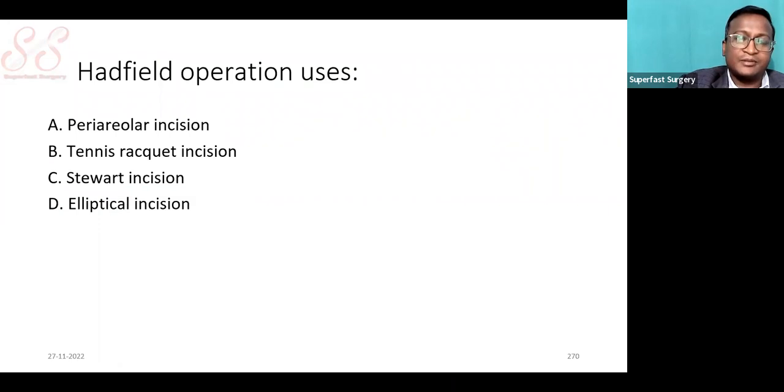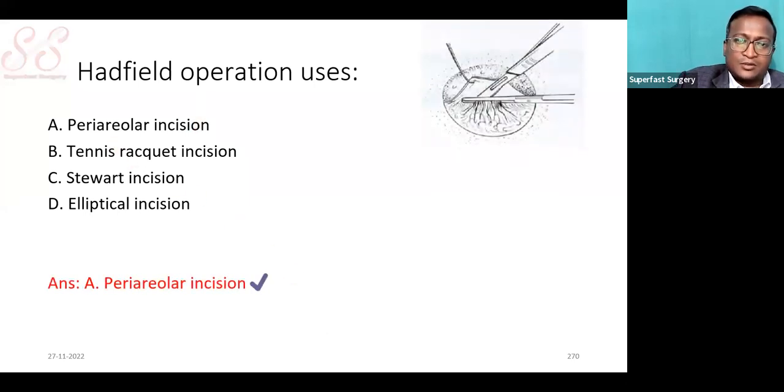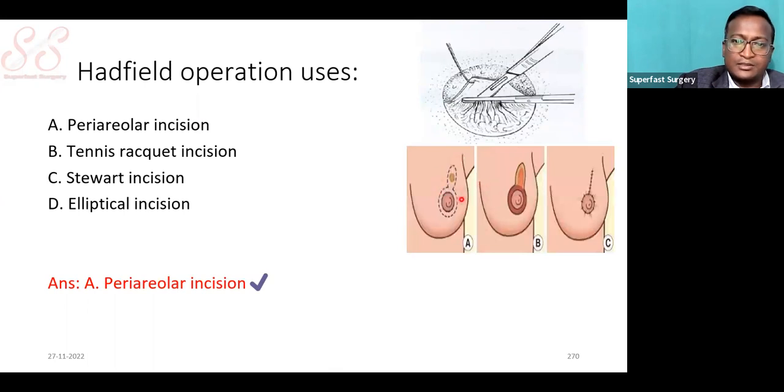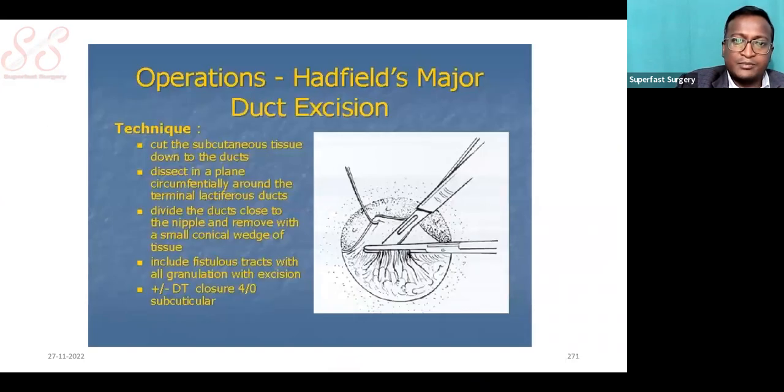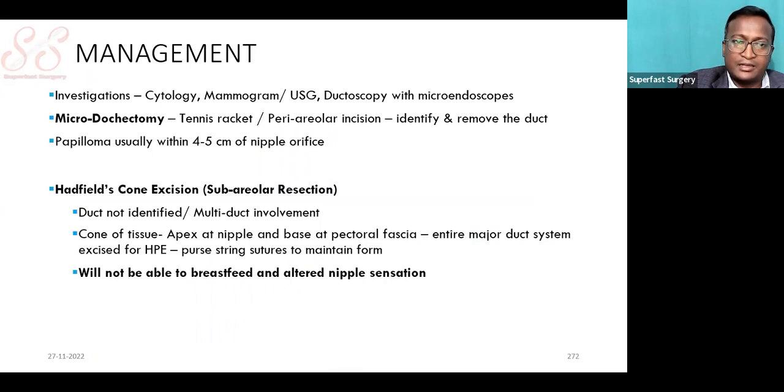Hadfield operation is used for, I think we often tend to get confused between these two surgeries. Hadfield operation uses the periareolar incision. So we make a periareolar incision, and this is the tennis racket incision, and this is the Stewart incision, which is a horizontal incision. Hadfield is a major duct excision where we remove all the ducts that are there. While in microdochectomy, we give a tennis racket incision and remove the duct that is pathological. So we should not get confused between Hadfield and microdochectomy.